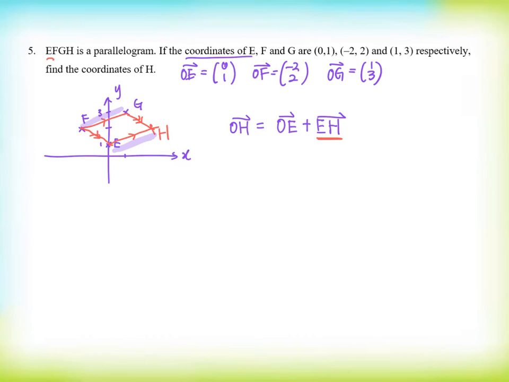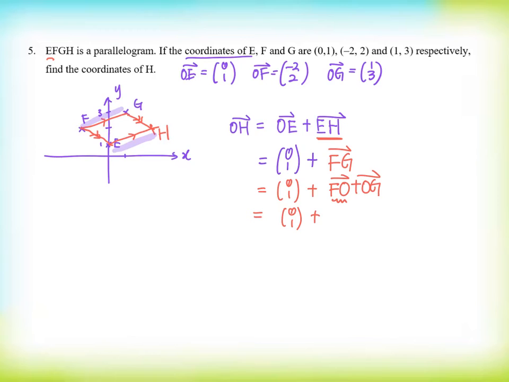So in this case, I'm going to use OE is 0, 1. And then I'm going to find E to H. E to H is the same as F to G, which means F to G is F to O plus O to G. And that gives me 0, 1. But FO and OF are opposite in direction, so I'll get 2, negative 2, plus OG is 1, 3.